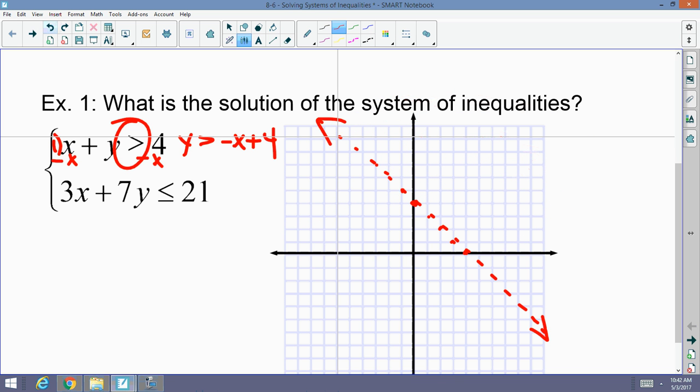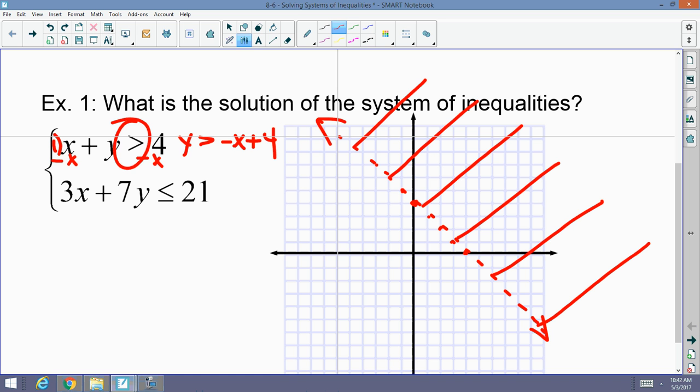So first of all, y is greater than negative x plus 4. Look at the y-intercept. Are the values above that y-intercept or below that y-intercept greater? Above. So whenever you're doing greater than, I don't care if the slope is positive or negative, you're going to shade above the graph. And guys, literally, just make yourself some straight lines.